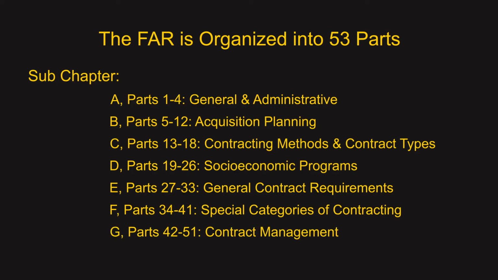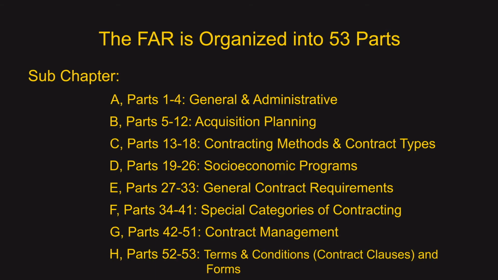Subchapter G involves contract management, which includes the process for modifying or terminating a contract. And Subchapter H, which includes parts 52 and 53, covers terms and conditions. Part 52 consists of all of the clauses that are available to a contracting officer when preparing a contract. And Part 53 includes all of the forms that are available to support the contracting process.